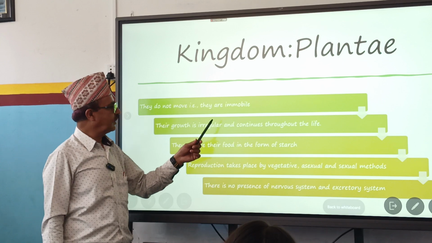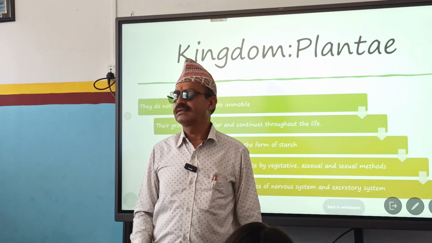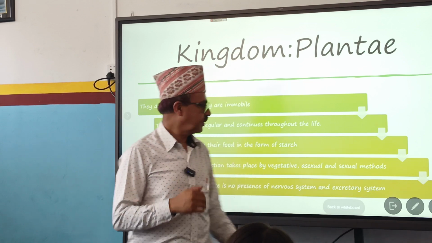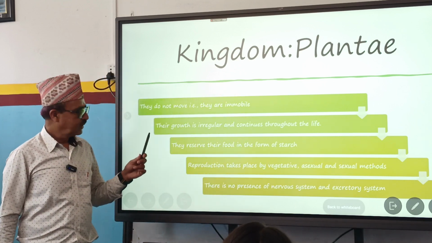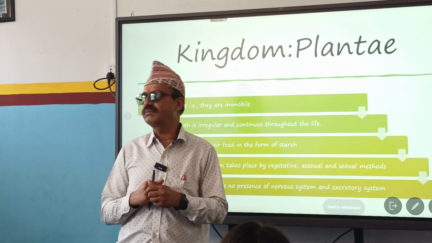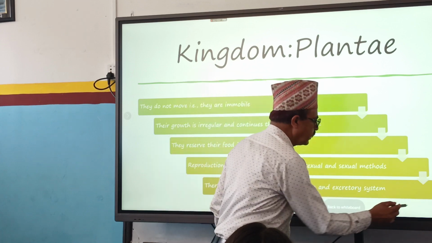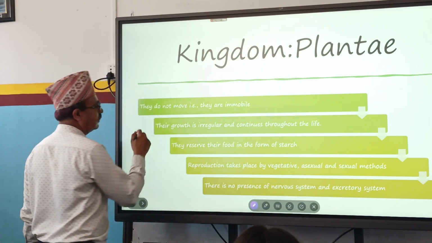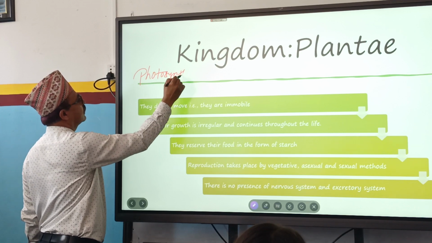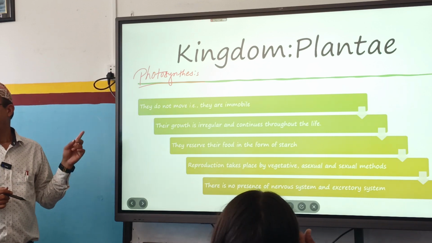Number second point, what is here? Their growth is irregular and continuous throughout life. They grow till their death. They grow continuously, right? No stoppage. What is the third one? They reserve their food in the form of starch, meaning they can manufacture their food. Do you know the process that takes place in their manufacture? What do you call it? Photosynthesis. The process of making food by green plants is called photosynthesis.